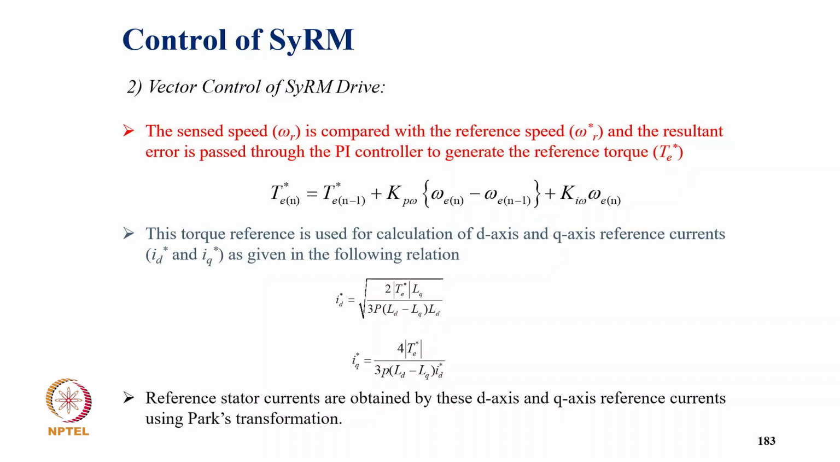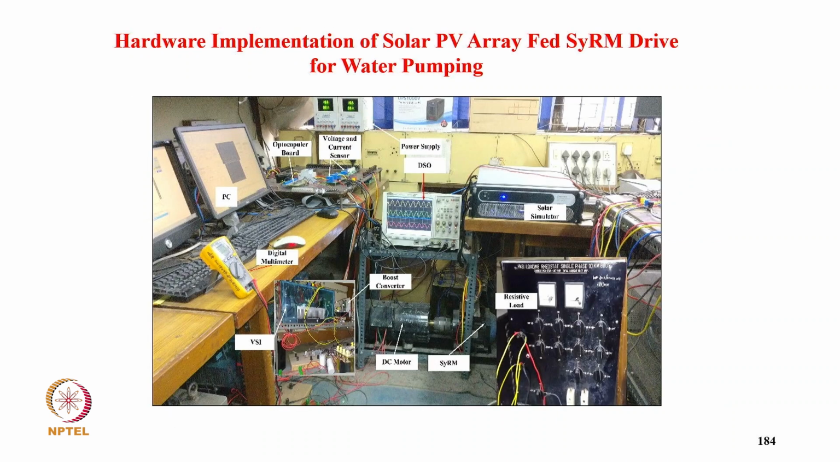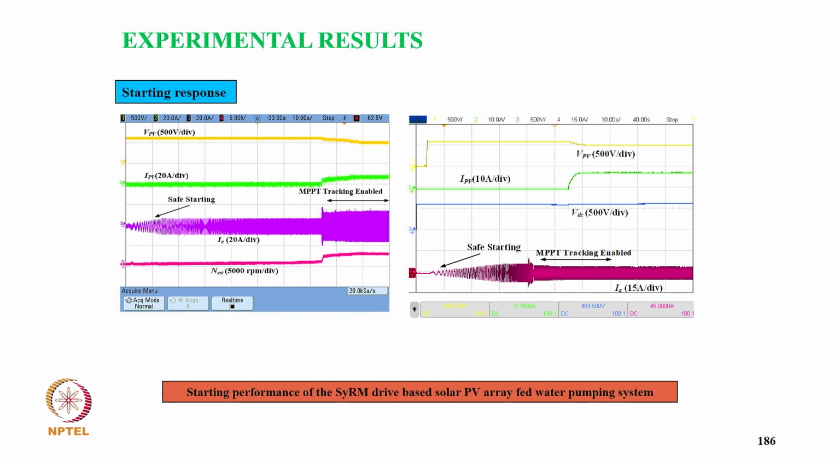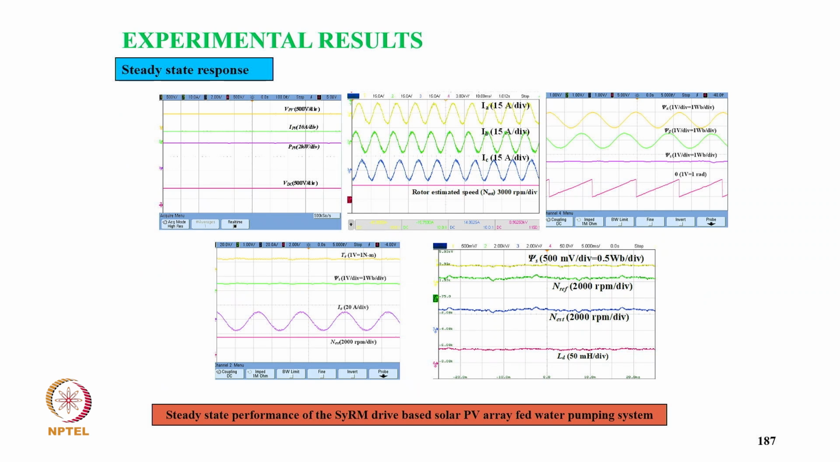The reference stator currents are obtained from the DQ axis currents using the Park transformation, and then we have hysteresis current control. So this is the experimental setup, and this is the MPPT performance at 1000 watt per square meter on the solar emulator. And these are the starting performance of the synchronous motor for the vector control drive. As you can see how it really goes, and then the self-starting mode.